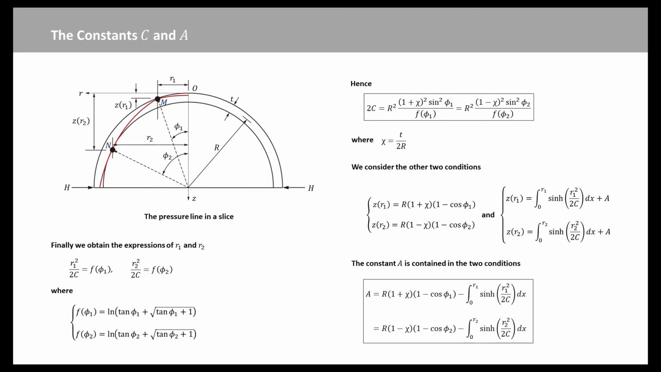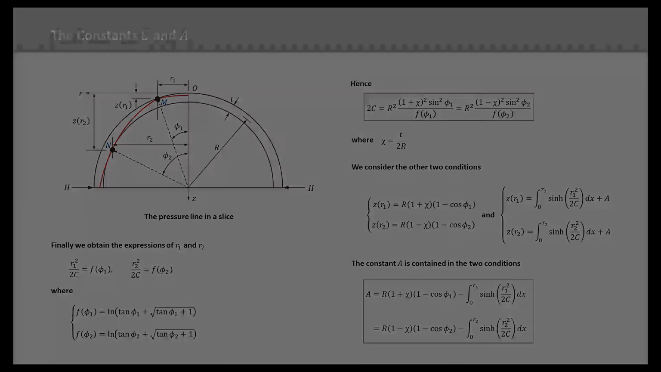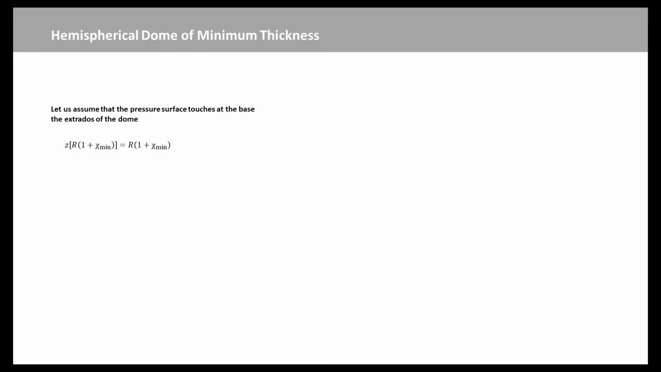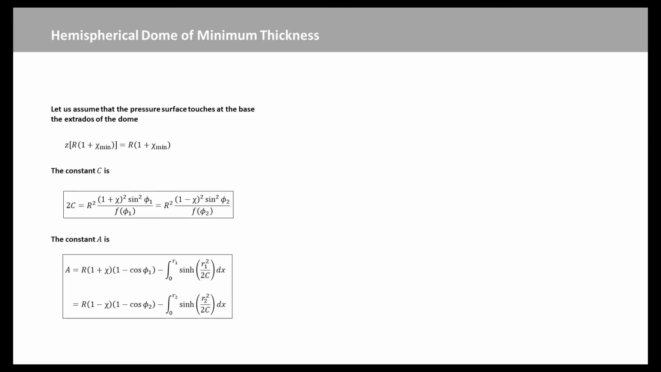Now we will use these equations to find the minimum thickness of the hemispherical dome. Let us assume that the pressure surface touches at the base the extrados of the dome. Let us admit this condition, from which we can evaluate the corresponding chi minimum. We also show the constants C and A equations from our previous description.